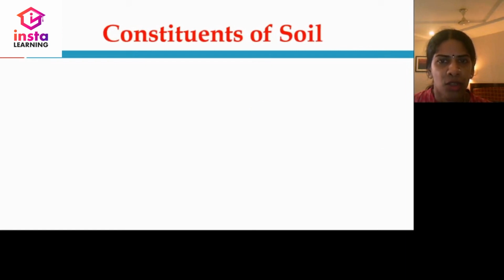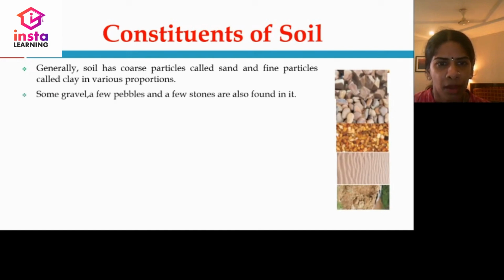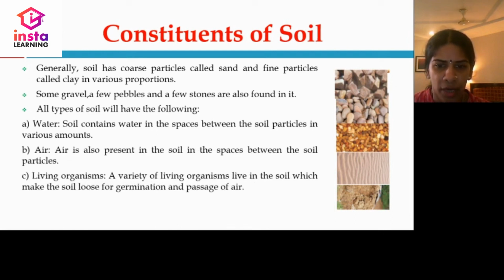Let us discuss the constituents of soil. Generally, soil has coarse particles called sand and fine particles called clay. That is, soil has two types of particles: one is coarse and another is fine. They vary in proportions. Some gravel, a few pebbles and a few stones. These are constituents of the soil. There will be coarse particles, fine particles, gravel, pebbles and stones. All types of soil will have the following: water, air, living organisms.